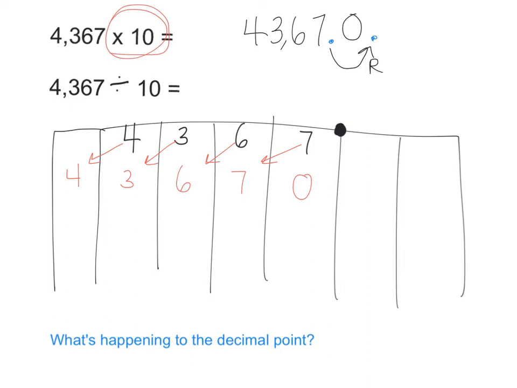Okay. Let's do the division problem. Make sure you copy this division problem into your notebook. And again, we're going to start with our original 4,367 in the right place values. If I'm dividing by 10, how are those digits shifting? One space to the?